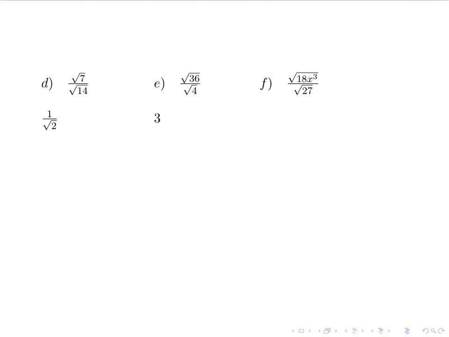For the last one, notice that I have a variable too. So again, I could simplify the top and simplify the bottom separately. 18 and 27 aren't perfect squares, but they do have factors that are perfect squares. Or I could simplify the fraction first. So I'm going to do that, and I'm going to rewrite this as the square root of 18x cubed over 27. And say to myself, 18 and 27, they have a 9 in common, so I'll get rid of it.